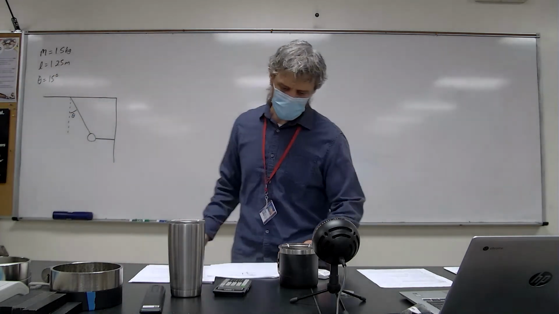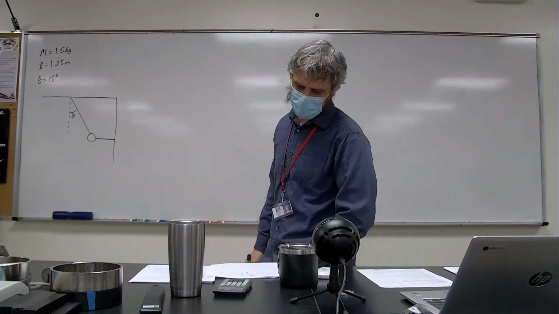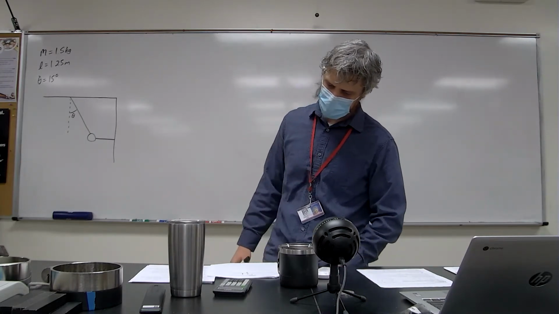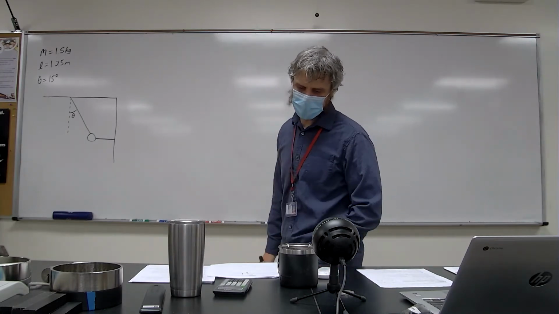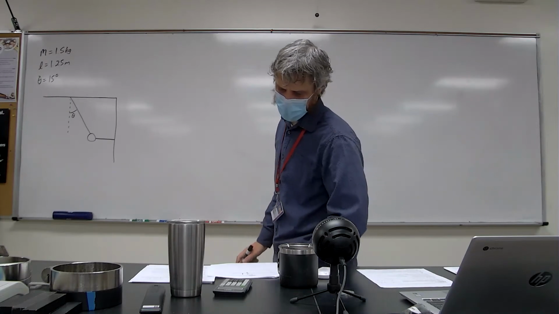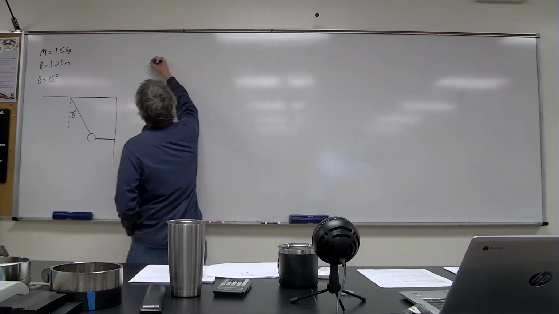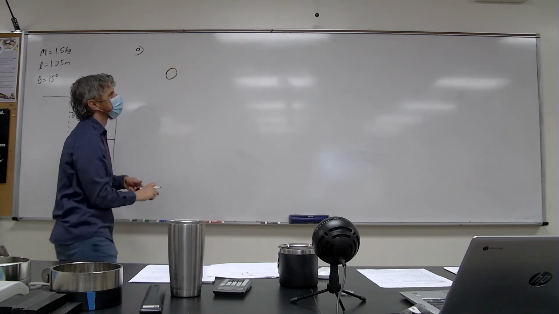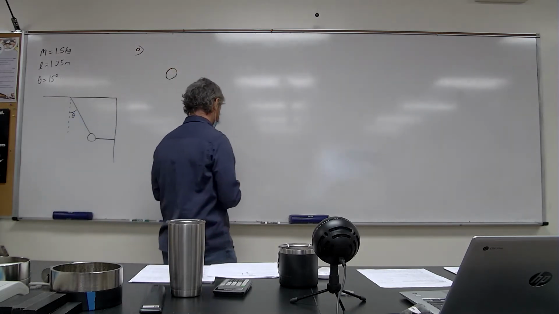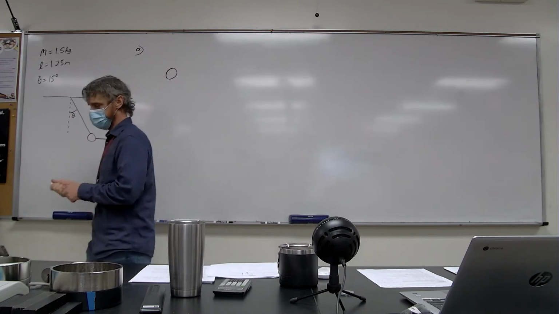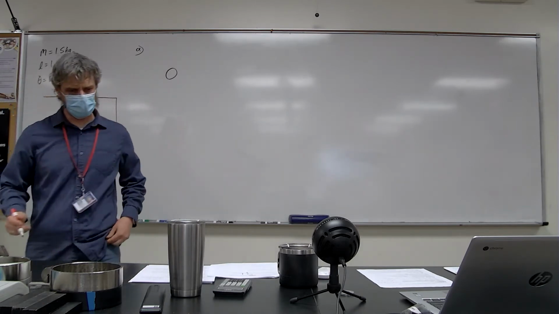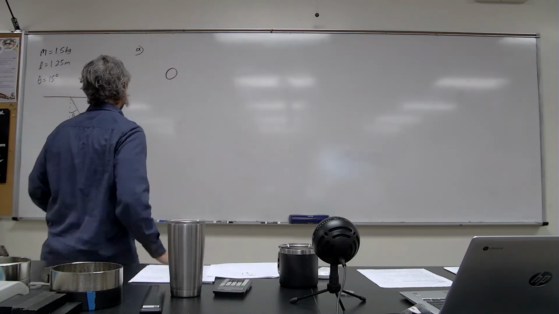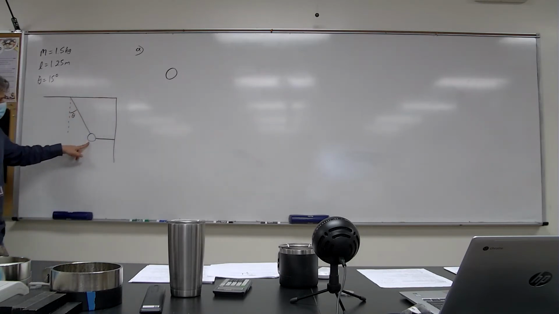On the figure below, draw a free body diagram showing and labeling the forces on the bob in the position shown above. The lengths of the arrows should be consistent with the relative magnitudes of the forces. So for part A, here's my pendulum bob. Got to draw essentially a free body diagram. So what forces are acting on this pendulum bob when it's sitting right here?